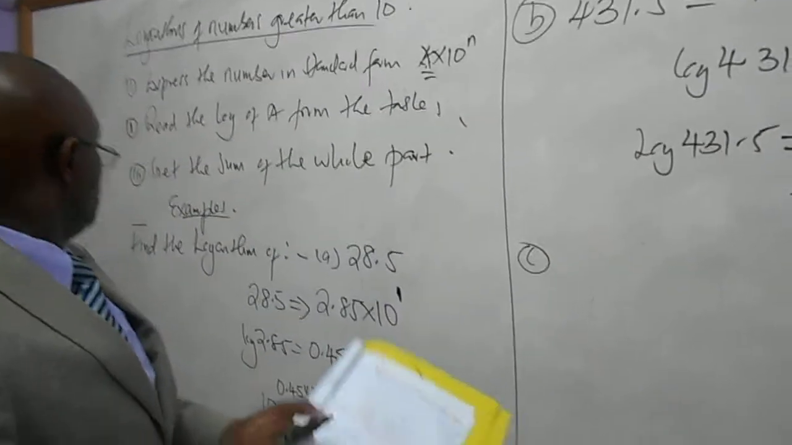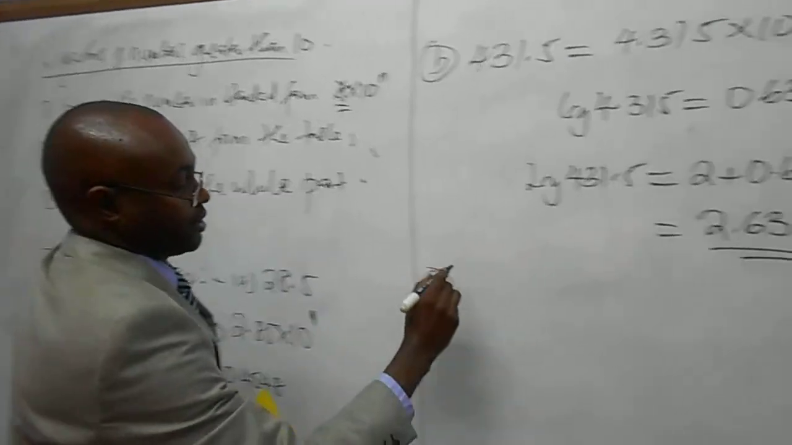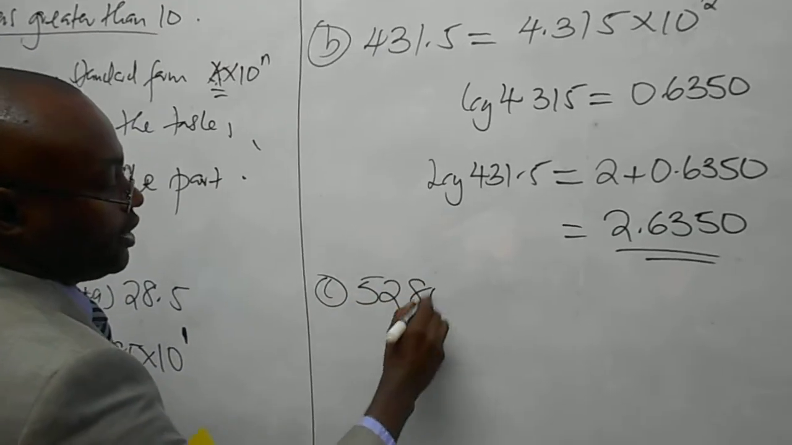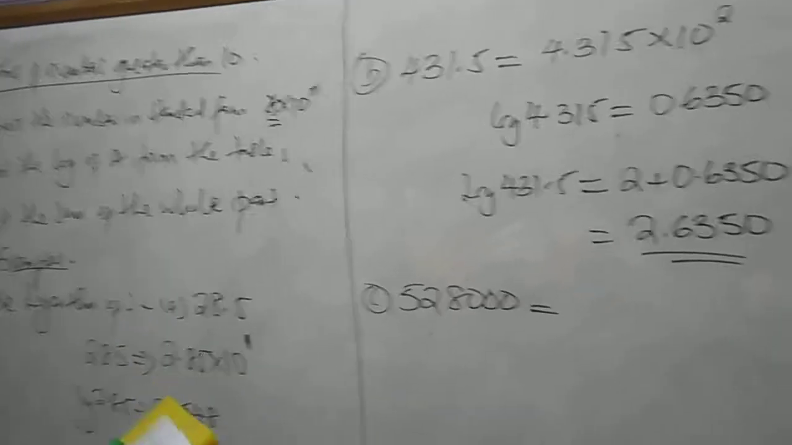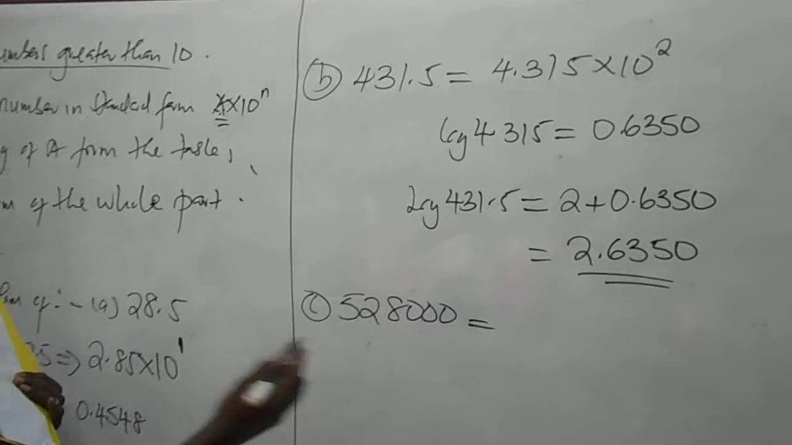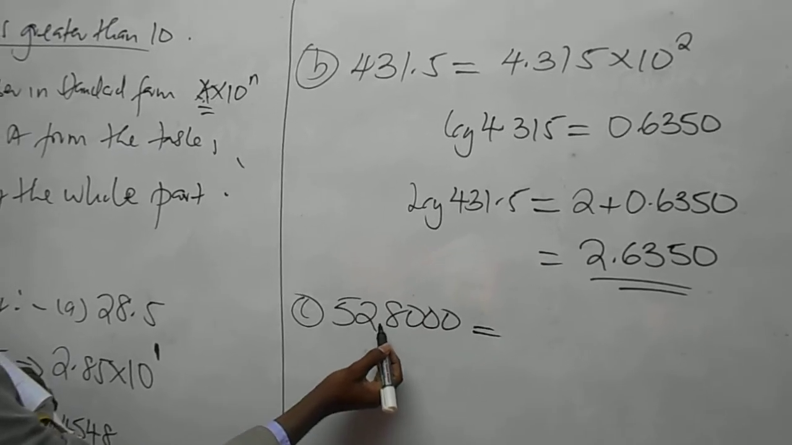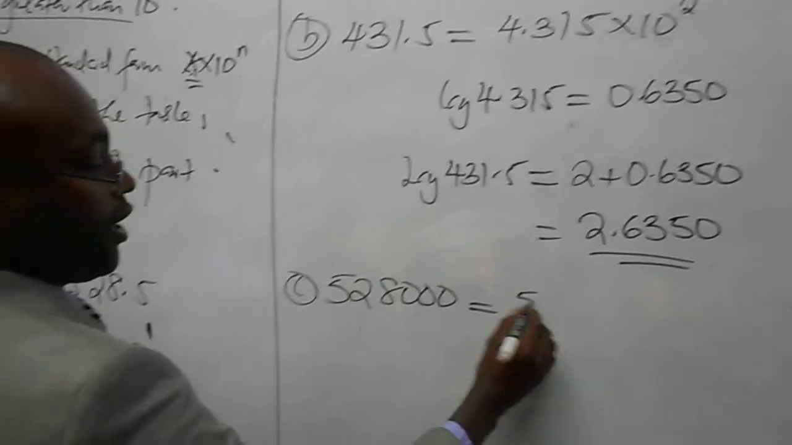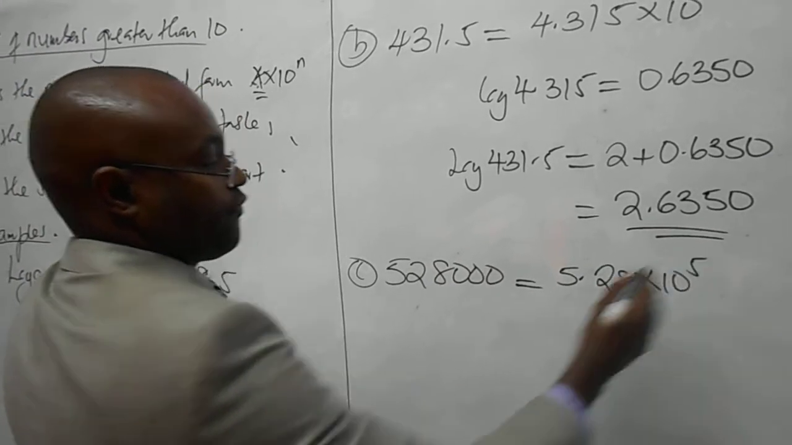And we could also have another example. We are told to find the logarithm of 528,000. Again, we express 528,000 in standard form. The decimal moves 1, 2, 3, 4, 5 places, so you have 5.28 times 10 to power 5.